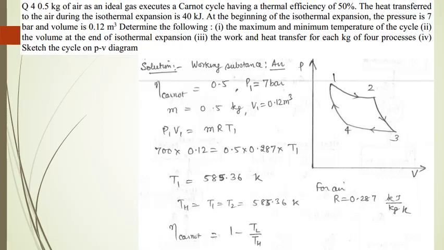So first of all, we have drawn Carnot cycle on PV diagram. So 1 to 2 is reversible isothermal heat addition process, 2 to 3 is reversible adiabatic expansion, 3 to 4 is reversible isothermal heat rejection, and 4 to 1 is reversible adiabatic compression. Now working substance is air. Efficiency of Carnot is 50%, that is 0.5. P1 has been given 7 bar.